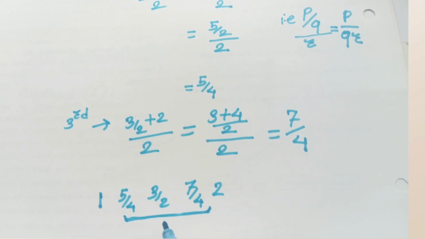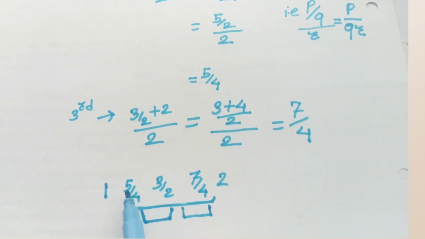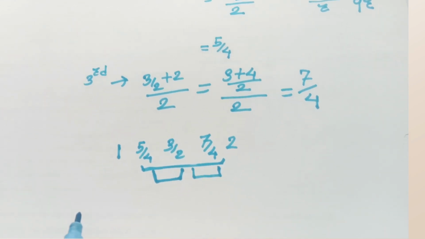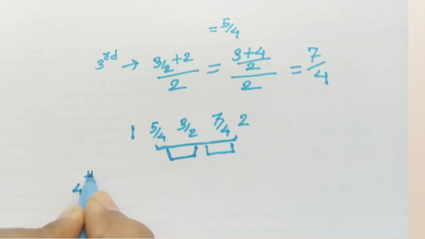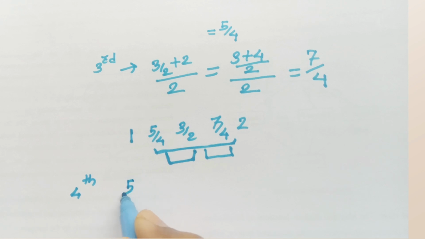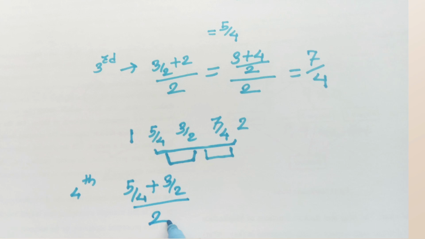Now we have to find the next 2 rational numbers which lie between 1 and 2. So you have to take the average of these 2 numbers and then the average of these 2 numbers. Then we get the number which lies between 5 by 4 and 3 by 2, and next we get a rational number which lies between 3 by 2 and 7 by 4. So for the fourth rational number I am taking the average of these 2 numbers, that is 5 by 4 plus 3 by 2 divided by 2.